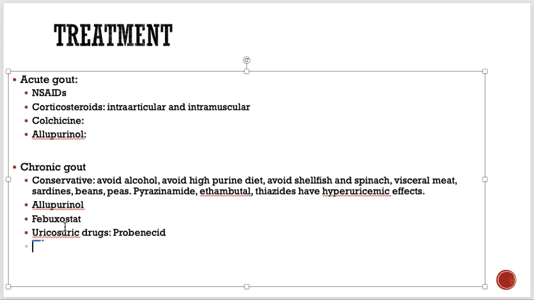What are the guidelines to put any patients on these drugs? Basically the patients who have recurrent attacks, or someone who has, for example, tophi or kidney stones. We put them on these drugs. Chronic gout, of course, has more tophi rather than attacks, so that's why we give them these drugs. This is what we are going to give to the patient.